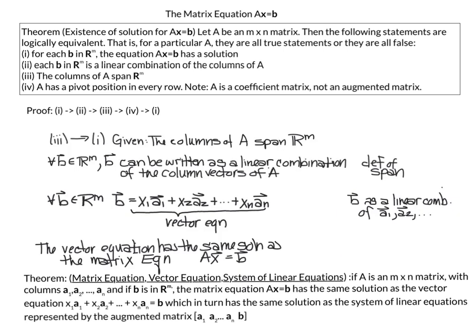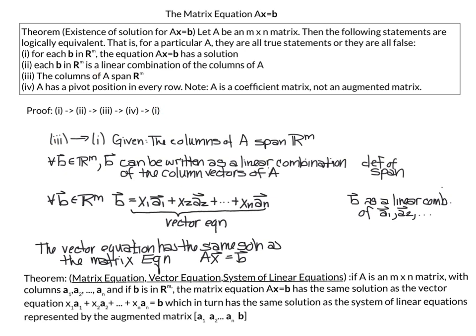Next, we'll do 3 implies... actually, you know what I realized? The fourth one is kind of difficult, so I'm going to prove 3 implies 1, and then later I'll come back and show that 4 and 1 are equivalent. So I'm going to make a circle between 1, 2, and 3, and then show 1 and 4 are equivalent.